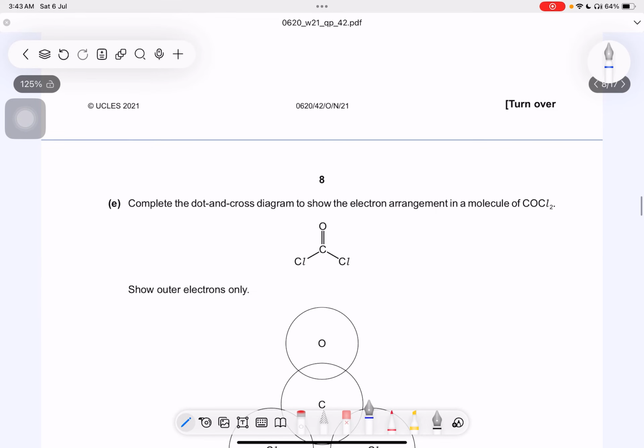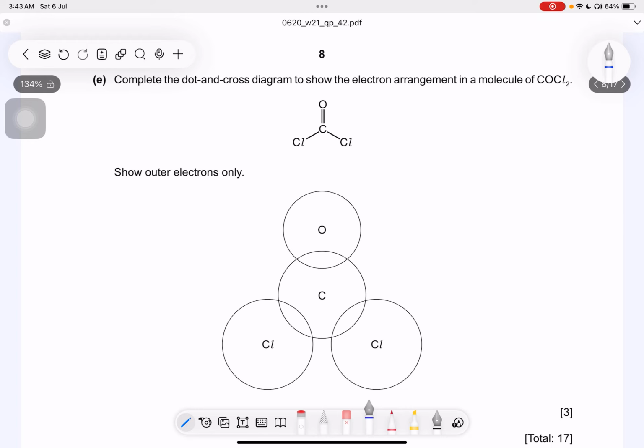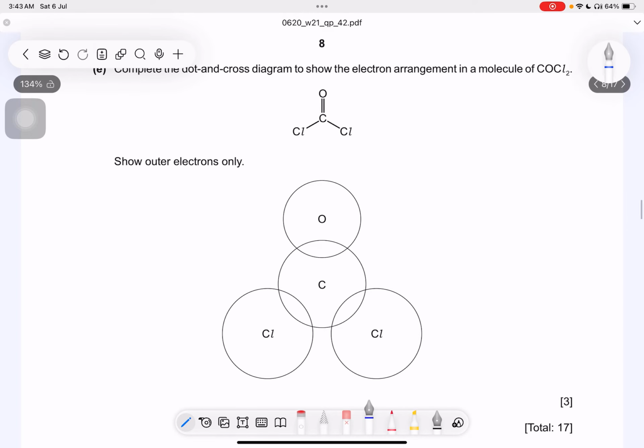Next, complete the dot and cross diagram to show the electron arrangement in a molecule of COCl2. We're given the bonds, a double bond over here, so 1, 2, 3, 4. Oxygen has a total of 6 outer shell electrons. Only one pair is being shared, so from a total of 6, if we minus 2 electrons, we still have 4 oxygen electrons remaining, which are lone pairs.